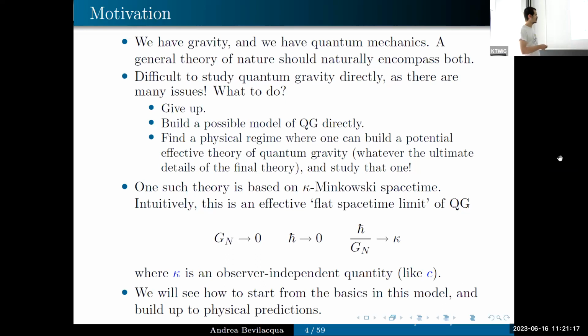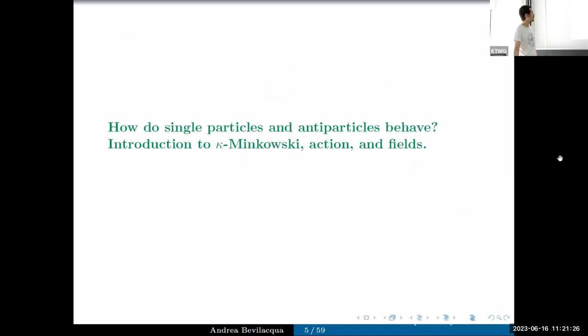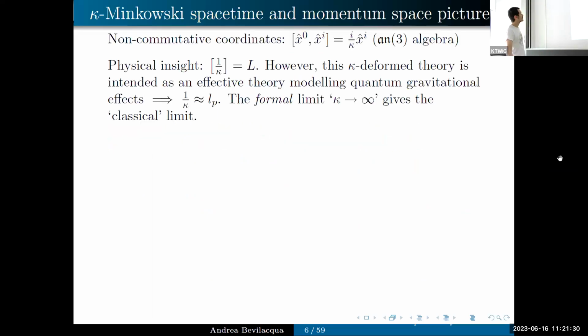So basically now we will show, from the basics of this model, how to build first one particle, and then we will build up to physical predictions. So how do single particles and antiparticles behave? So first of all, what is k-Minkowski spacetime?